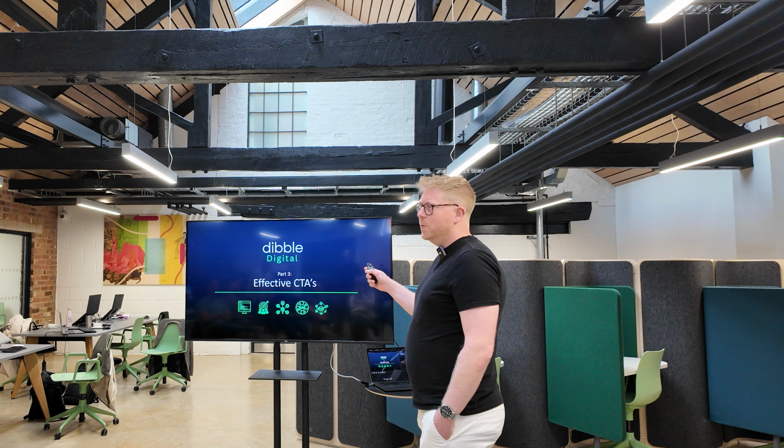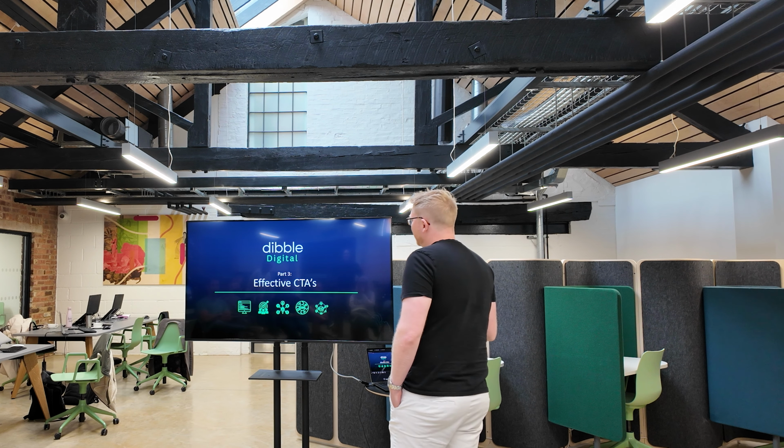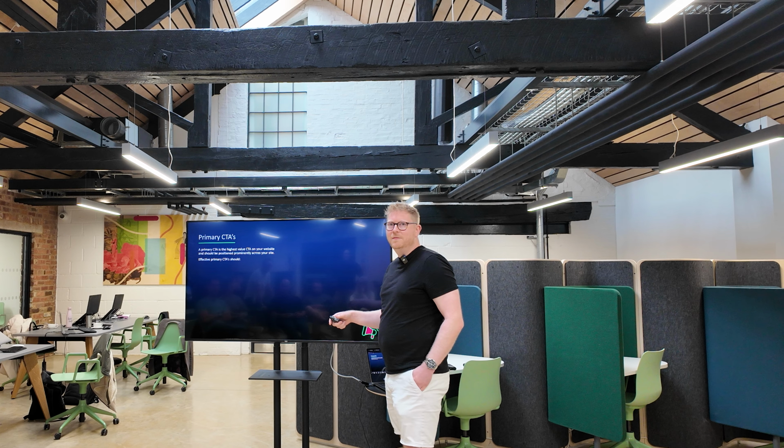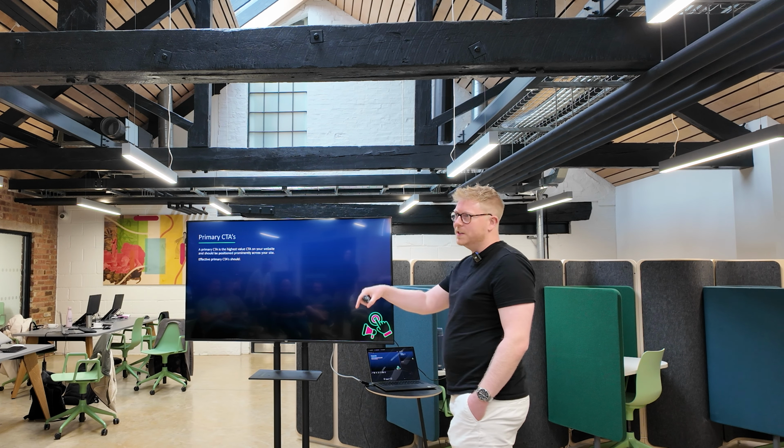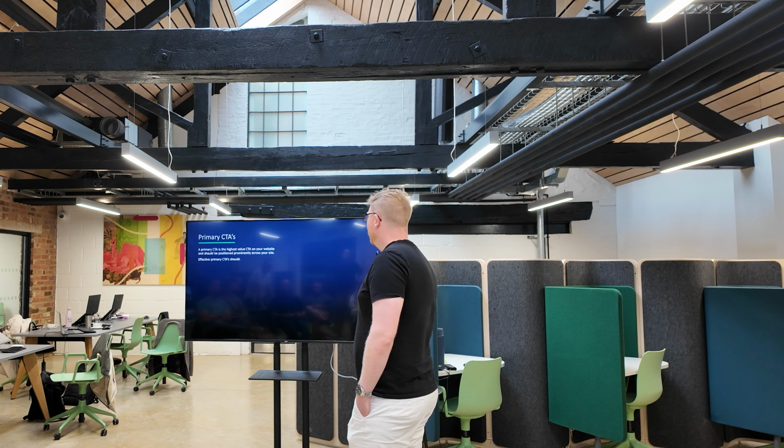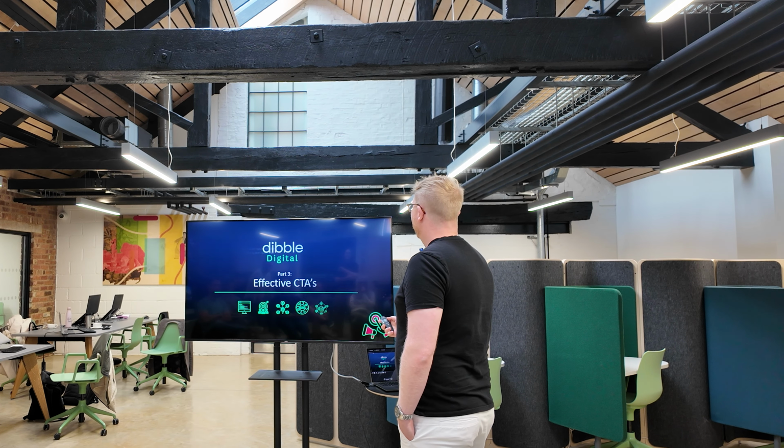So this is probably the most important part, CTAs. So CTA is a call to action, if anybody doesn't know what a CTA means, and that's the thing where you ask the customer what it is that you want them to do. So what's the next step? What do they need to do to effectively start doing business with you? So, that's the back button.